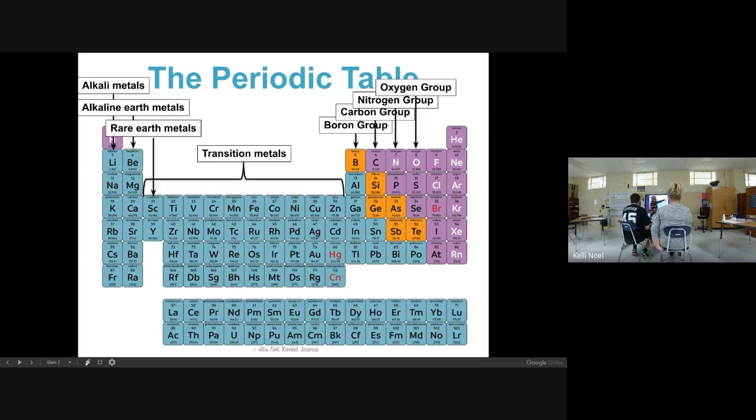Then this is your halogens. So 7A is halogens. And then 8A is noble gases. We'll do a lot with the first two columns and the next to the last column, and then some within here. And then once in a while, we'll deal with one of these.